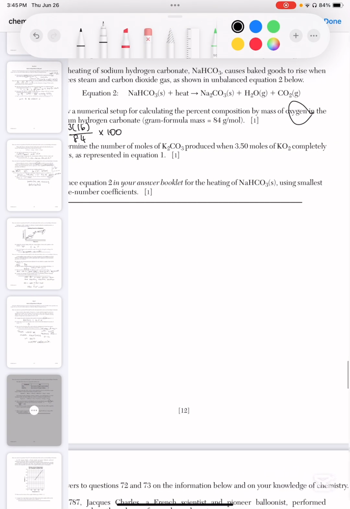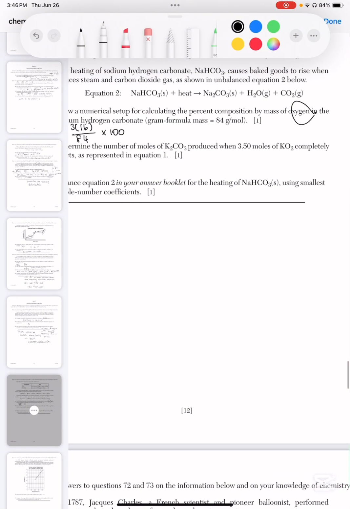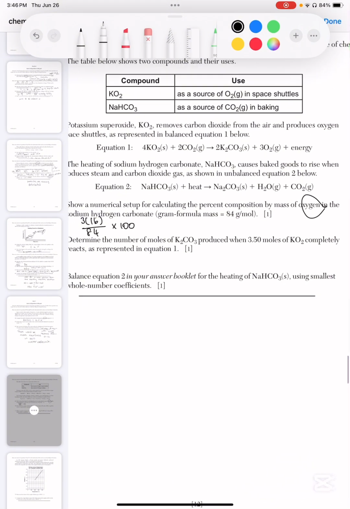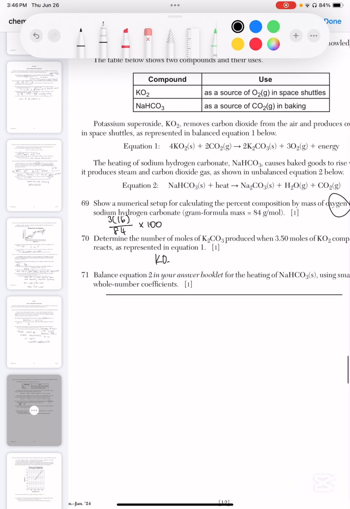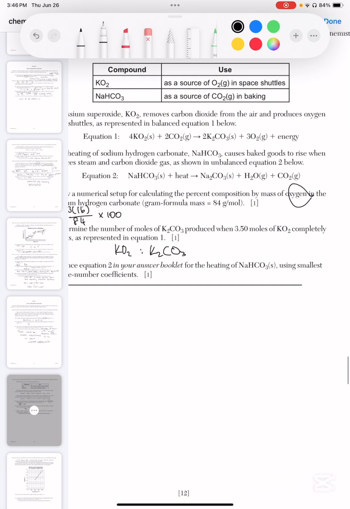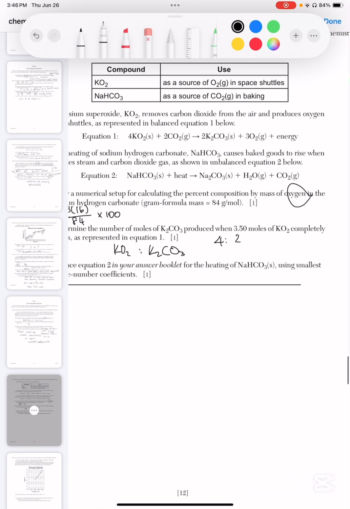Determine number of moles when completely reacts, represented by reaction 1. So the molar ratio of KO2 to K2CO3 is 4 to 2. So 3.5 divided by 2 is 1.75. That's the answer.